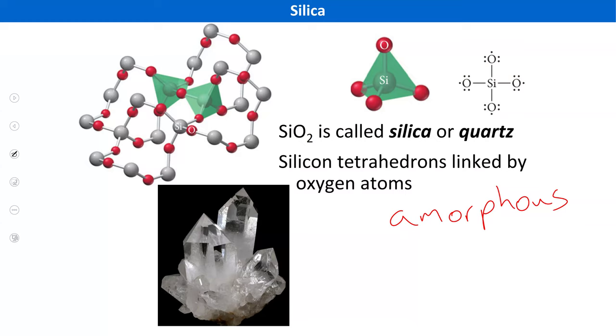And so there are some weird aspects to it, but sand is silica, glass is silica, quartz is silica. Different types of quartz just have different types of defects or have different things mixed in. If out of every 100 silicon atoms, one of them was an aluminum, say, that's going to give it a different color.